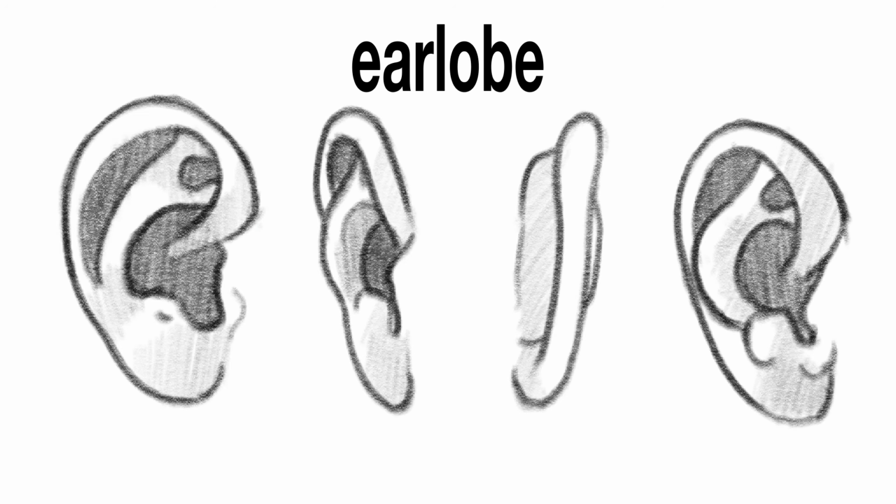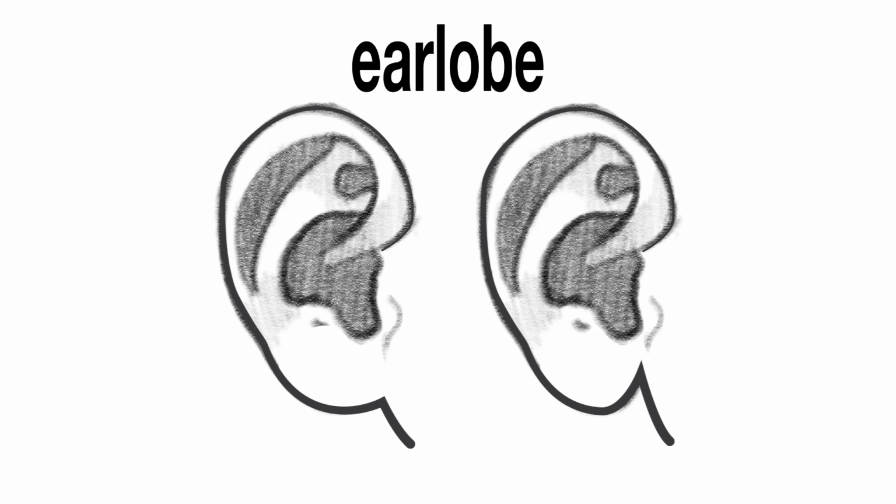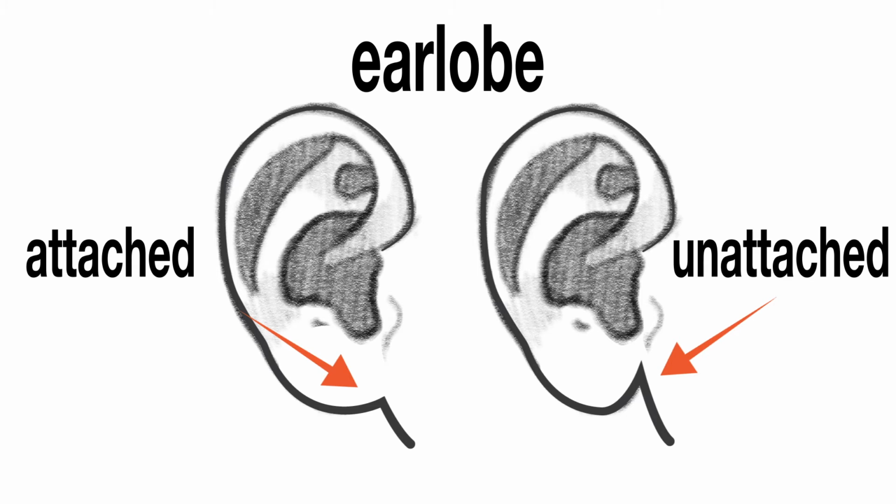The final main structure of the ear is the earlobe. We're all likely familiar with this one already. This is the soft bottom part of the ear. This is the one part that is not formed by cartilage. An earlobe can appear attached or unattached at the base. What I mean by this is an attached earlobe does not have any extra flesh hanging below the connection point at the jaw, whereas an unattached earlobe does.